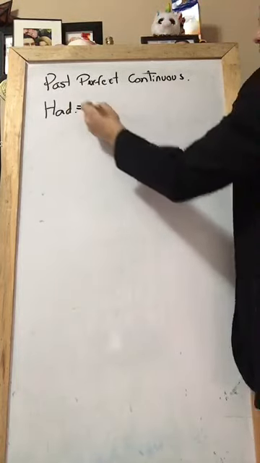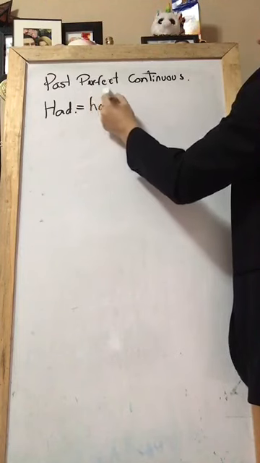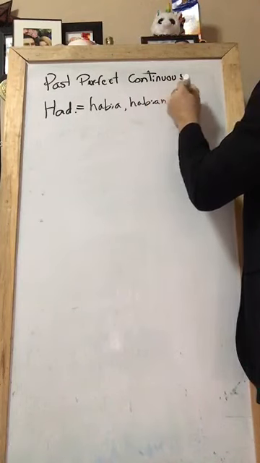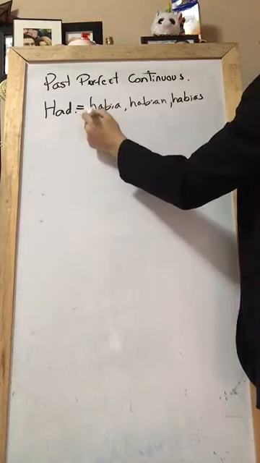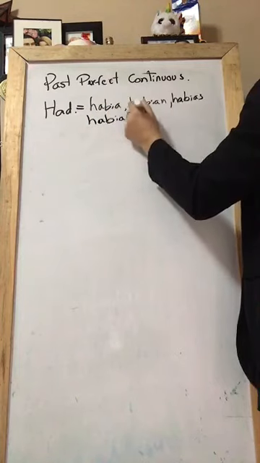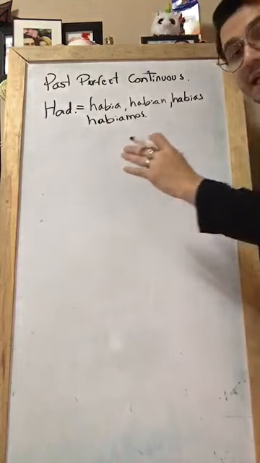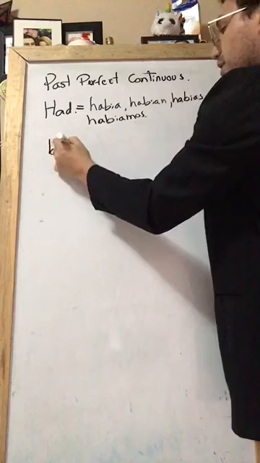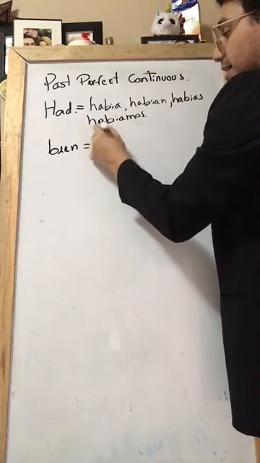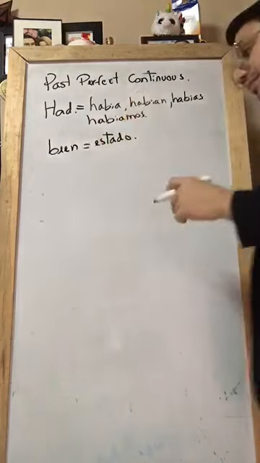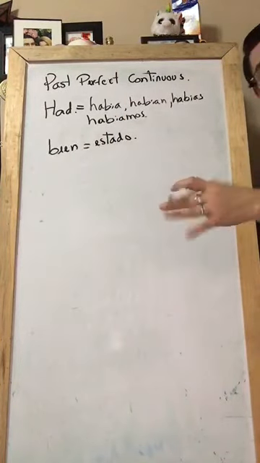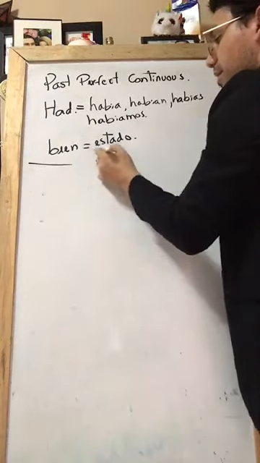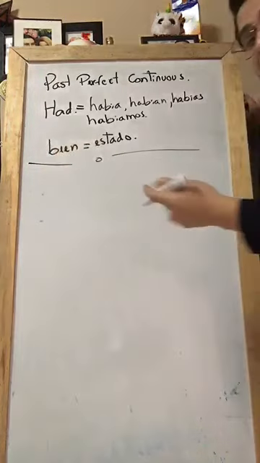And had means había, habían, habías, habíamos, because this means something that happened before continuously, and we're still going to use been, and the meaning of been is estado. So as you can see, we are going to use kind of the same structure that we used before, and your formula would be kind of the same because we have practiced this a lot. This is something that will be super easy for you.